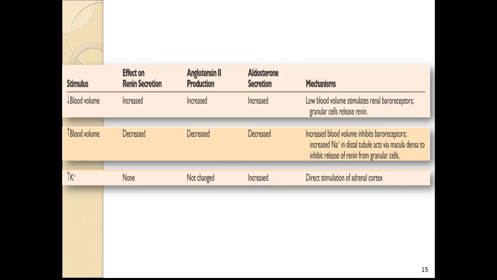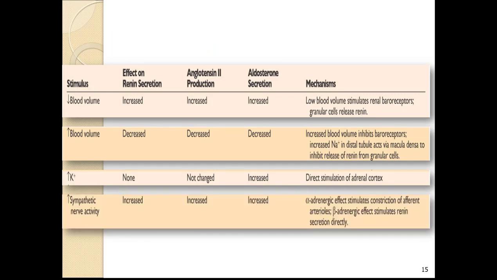All right, so coming back to our slide here, the fourth thing that can activate aldosterone is increased sympathetic nerve activity. This one I don't require you to know, so you don't need to know about this one.